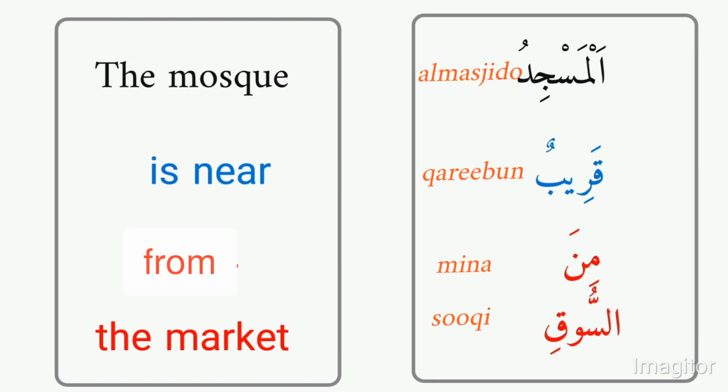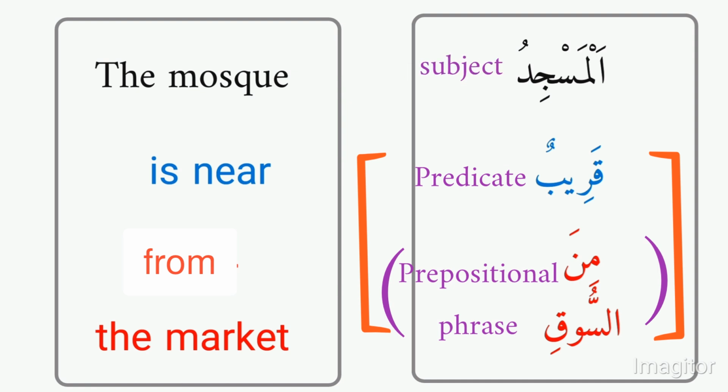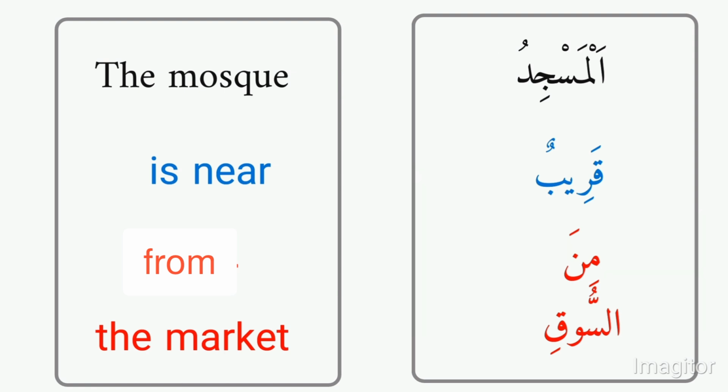المسجد قريب من السوق. Meaning, the mosque is near the market. المسجد is the subject. قريب is the predicate. من السوق is a prepositional phrase and the part of the predicate.